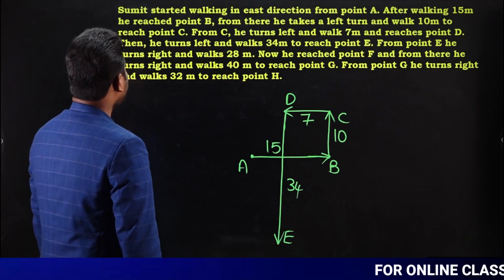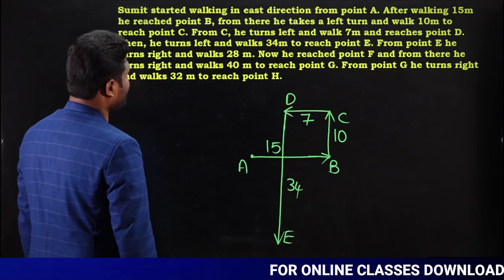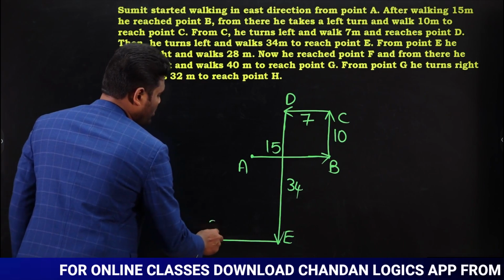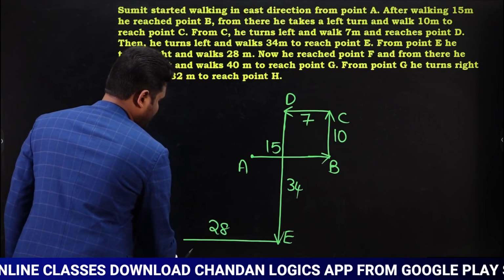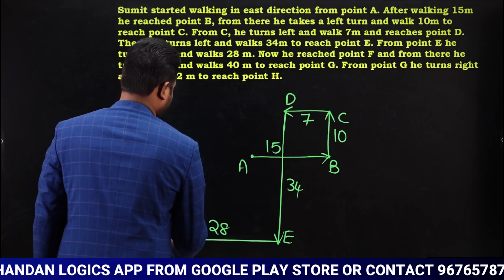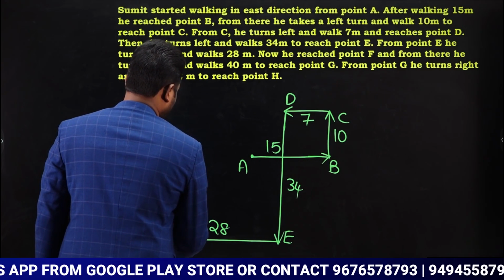From point E, he turns right and walks 28 meters. He is going to turn right and walk 28 meters to reach point F. Now this is going to be point F.